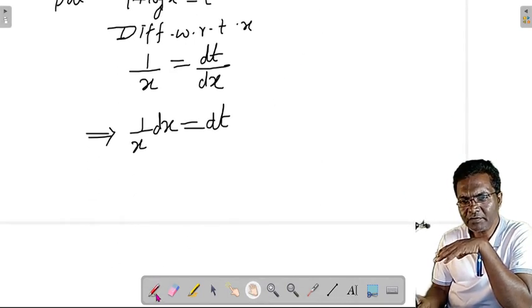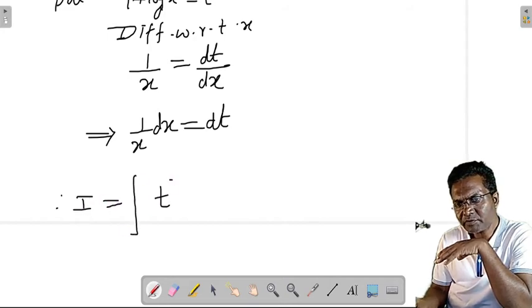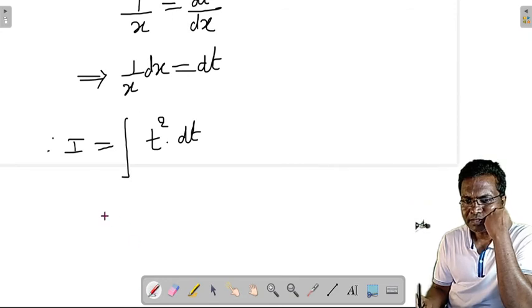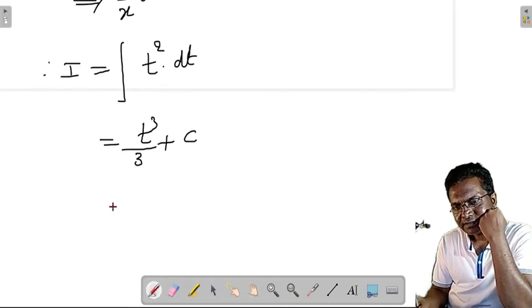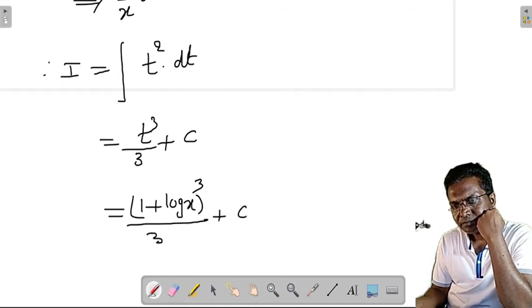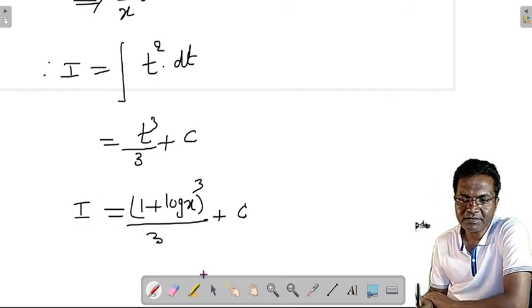Now what will we get there? I becomes t square, since 1 plus log x whole square means t square, and 1 by x dx is dt. Now integrate very simply. Integration of t square is t cube by 3 plus c. So this is (1 plus log x) whole cube by 3 plus c. So remember this.